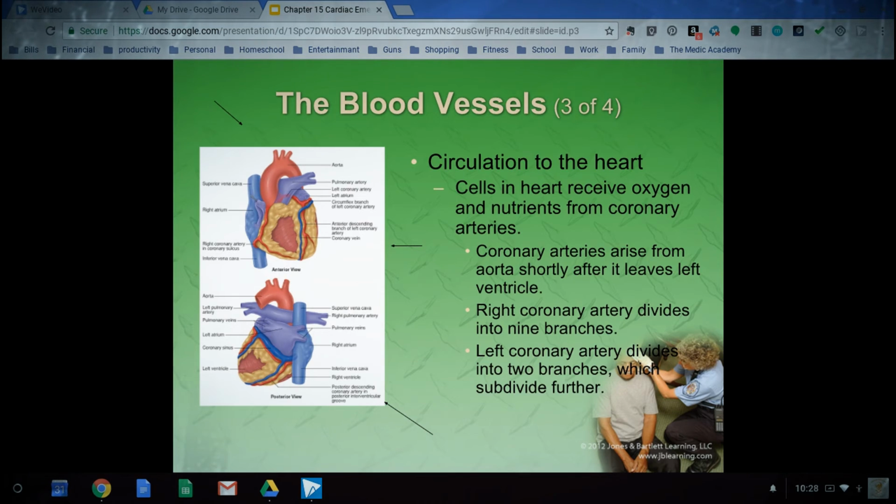All right, now the heart itself is covered in blood vessels, and these blood vessels are called coronary arteries. Now, these coronary arteries are responsible for perfusing the heart with nutrients and oxygen, and they arise as soon as the aorta leaves the left ventricle. Now, we have our right coronary artery, which divides into 9 different branches, and the left coronary artery, which divides into 2 branches and then subdivides further. So if one of these coronary arteries were to become occluded via, say, an embolism, then we would see signs of a heart attack in these patients, or at least myocardial ischemia, because without being supplied with oxygen and nutrients, this heart tissue becomes sick and begins to die.